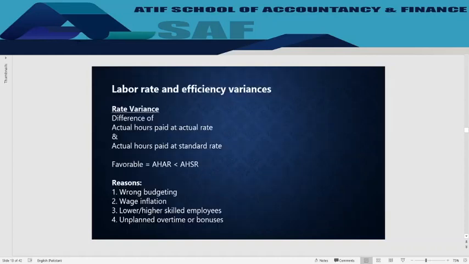The next cost variance is labor rate variance and efficiency variance. Labor rate variance is said to be the difference of actual hours at actual rate and actual hours at standard rate, meaning what we should have paid and what we paid. This variance can be favorable if we have more hours budgeted as standard and we have used fewer hours. Reasons of this type of variance are again wrong budgeting, wage inflation, or lower or higher quality skilled employees used. And the last one is unplanned overtime or bonuses.